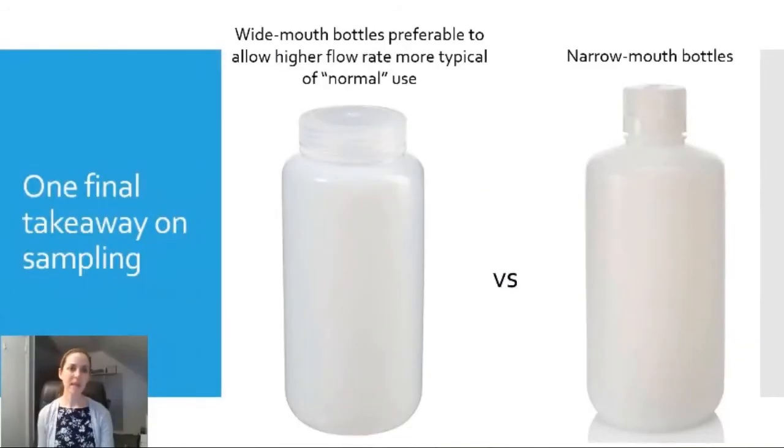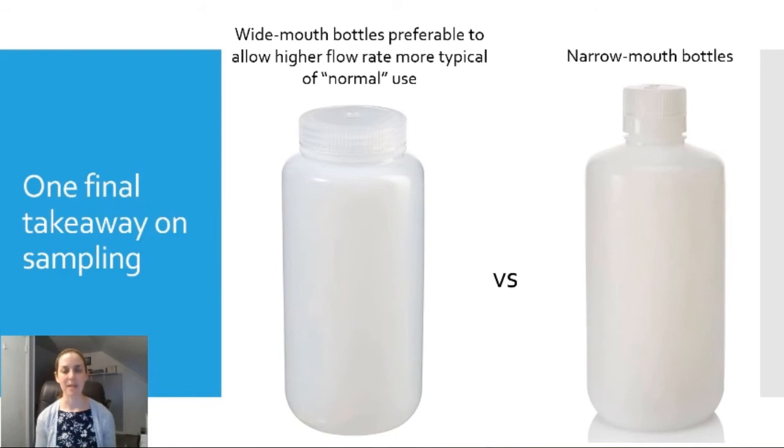And finally, one takeaway on sampling is that wide mouth bottles are preferable to allow for a higher flow rate that's more typical of normal use. You want to be able to sample drinking water at the flow rate that you would turn on your faucet to get a glass of water. With narrow mouth bottles, since you're trying to make sure the stream stays within that narrow mouth, you're typically turning on the faucet at a lower flow rate. So you really want the wide mouth bottle so that it's not an impediment.